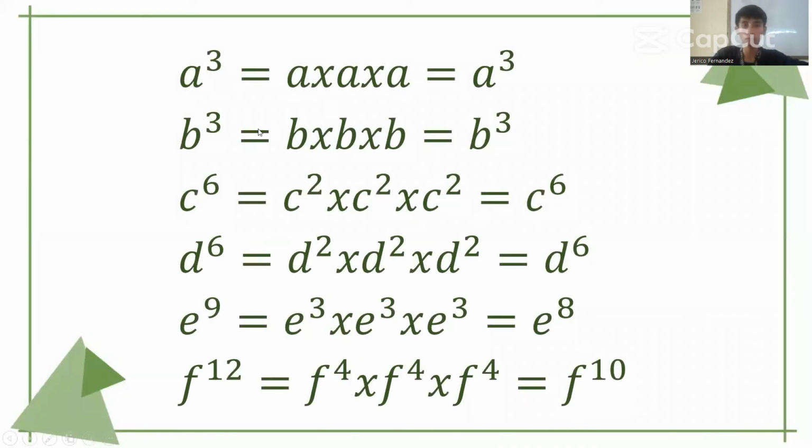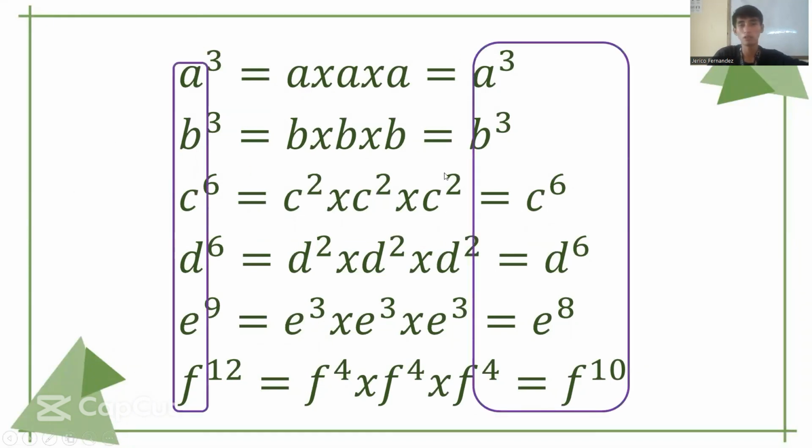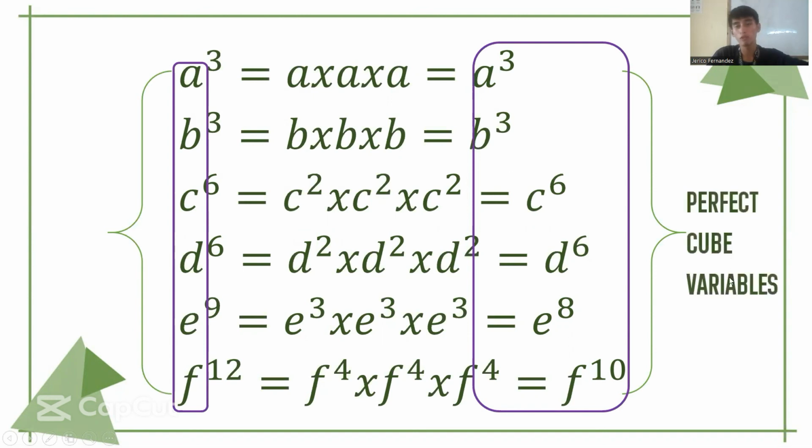So we have a cube, b cube, c to the 6, d to the 6, e to the 9, and f to the 12. Nagkamali ito, dito 8, ha? Dapat 9 yan. F to the 12, dapat ito din, 12 din. As you can see, itong mga nasa kanan, ito ay e to the 9 dapat, ha? F to the 12 ito. They are the perfect cube variables. And on your left side, the cube roots of those. Okay? Those are the basic things sa ating GCMF, perfect square, and perfect cube.